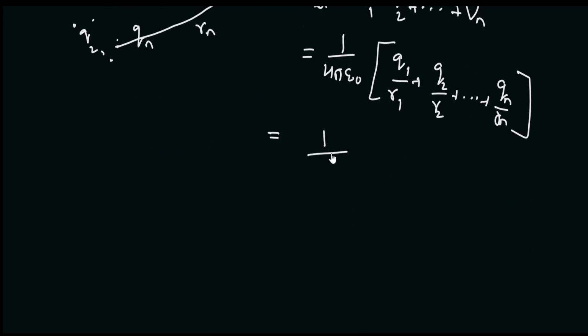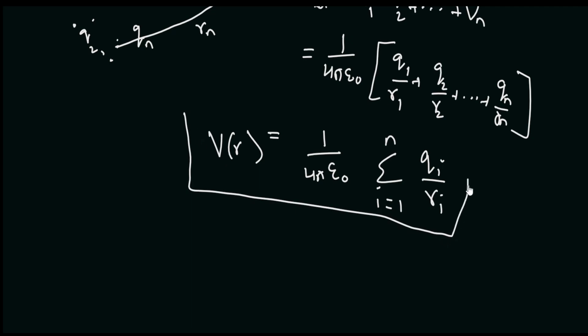We can write the same thing using the sigma or summation notation. Summation as i goes from 1 to n, q of i divided by r i. This is the potential due to n number of discrete point charges.